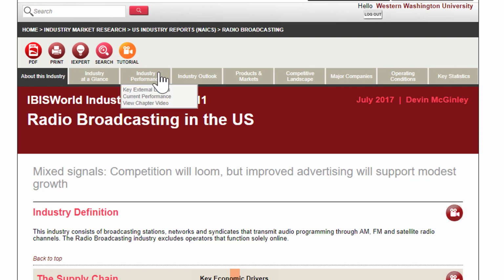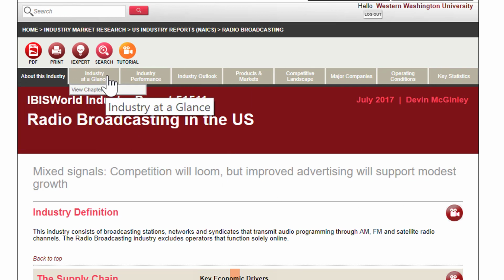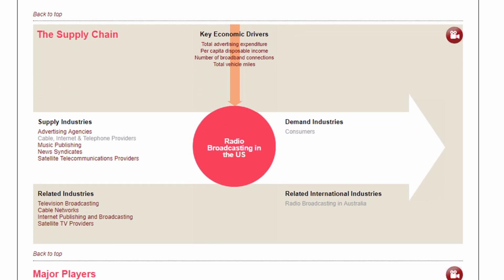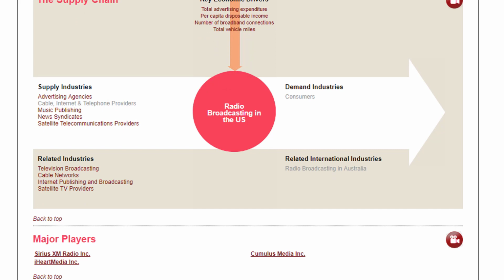Our IBIS reports are broken down into multiple chapters. We start with About This Industry, then you get into Industry at a Glance, Performance, Outlook, etc. This first page is going to give you the definition, and then the supply chain. Where is their money coming from? Other related companies. So here you'll see related industries, and you'll see right here, internet publishing and broadcasting.